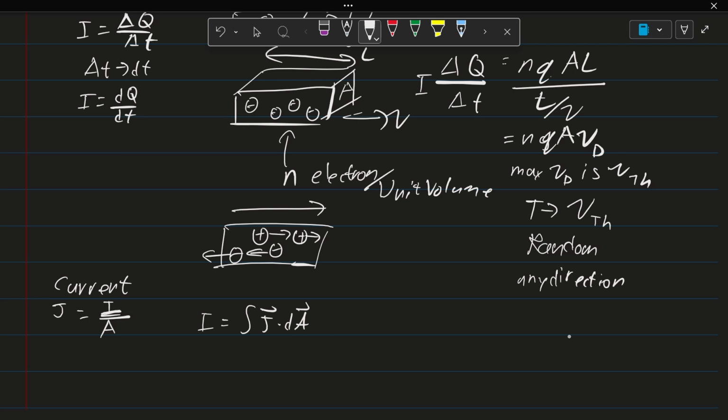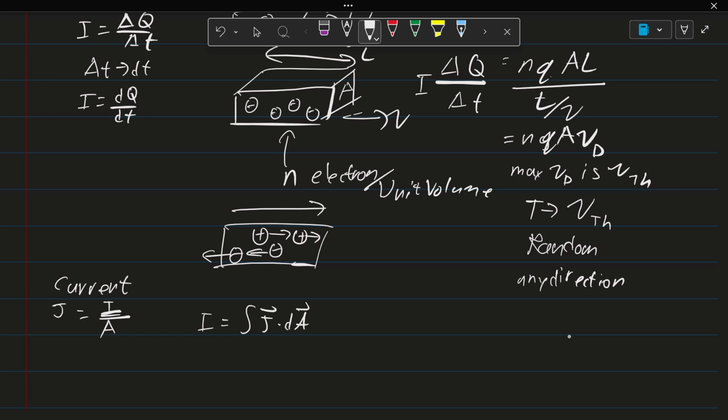Another thing to observe here is that current is actually not a vector quantity. It's actually a scalar quantity. And this J vector has a direction. So how do you create a scalar object from a vector object? By doing a dot product with the dA vector, or the area itself. And this area will later determine if your current is positive or negative.